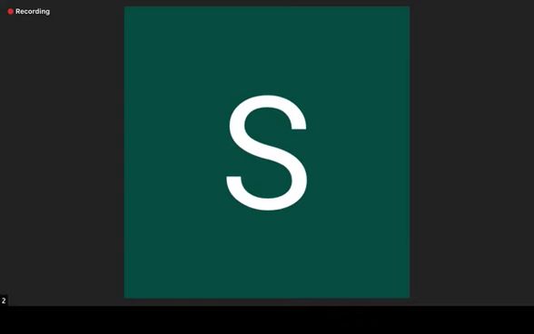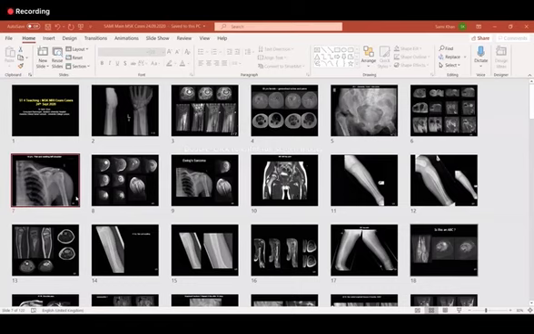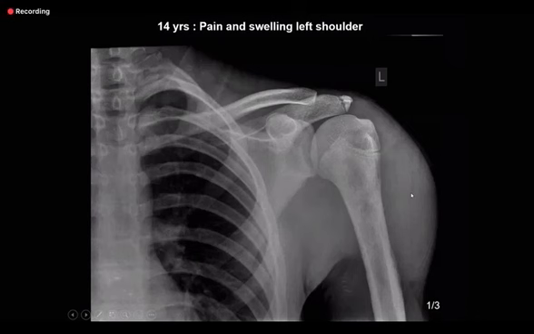So let's go to... Yes, please. I can't see the screen. Sorry. Now you can see? I can see multiple. Yeah, now I can see. Okay. Over to you.